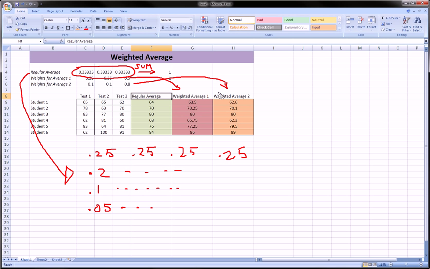And so that's it. I hope you got weighted average and also know how to compute it in Excel, and you got a little bit of a summary of absolute references out of this as well.